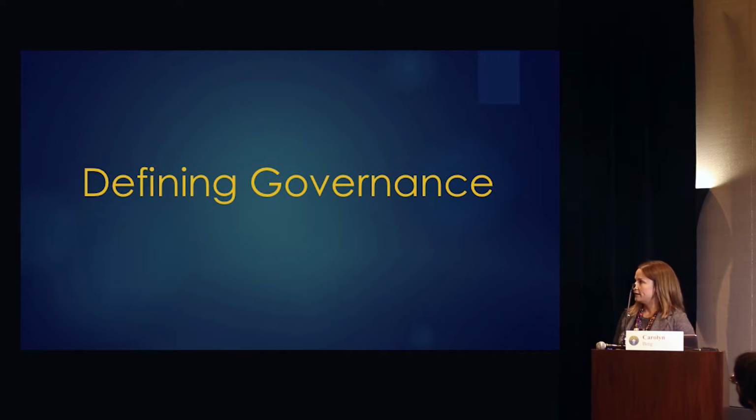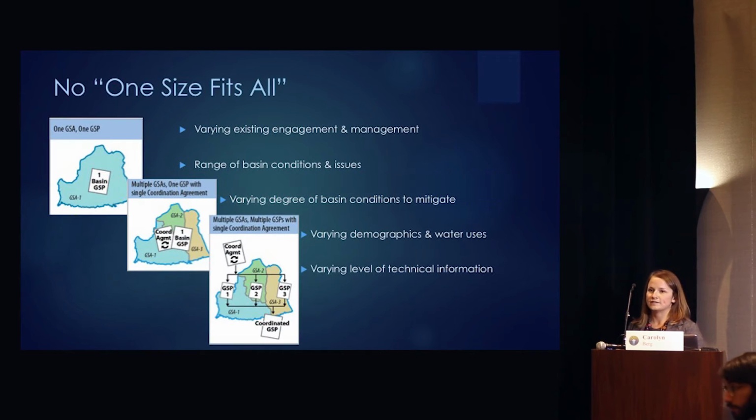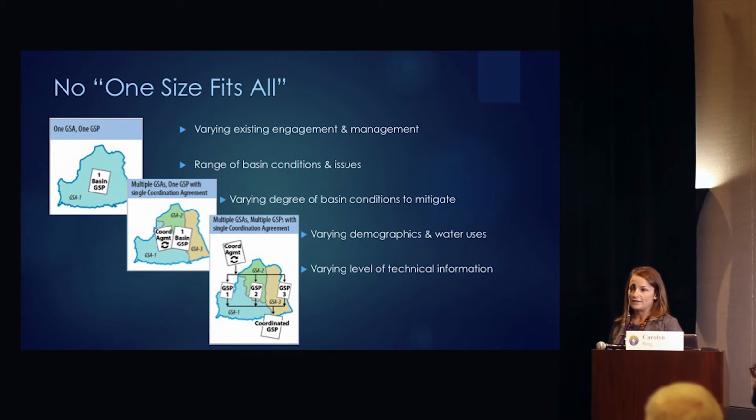But as we look at governance in those areas, and I think Anchor talked about this idea that no one size fits all, really what we see as we work through any of those 5 basins is that we have a highly variable amount of technical studies that have been done in any given basin. We have differing demographics and water use in any given basin. Though they're largely ag, urban, and rural, the amounts of those change and the types of agriculture change basin to basin. And then, of course, we have differing basin conditions.